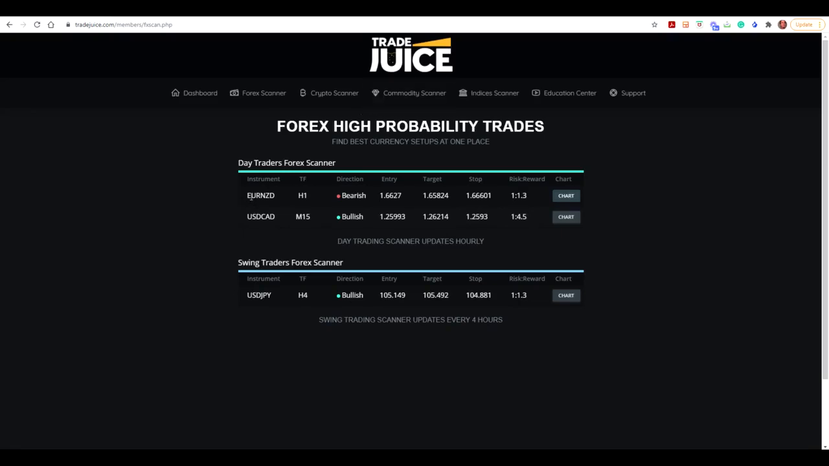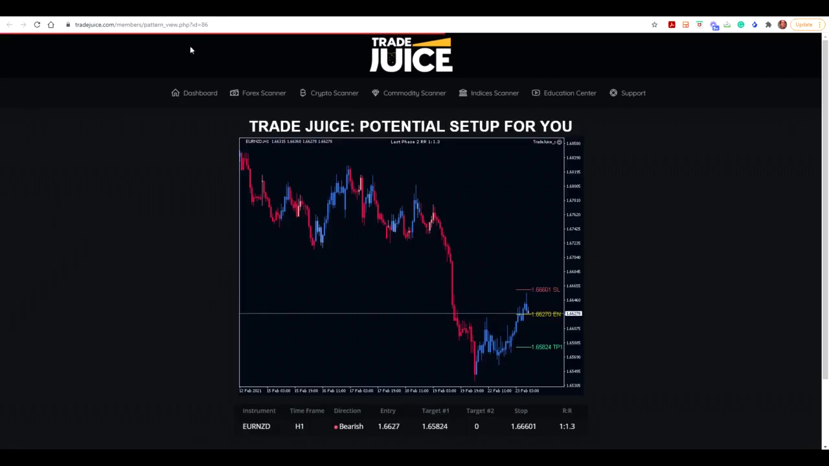I see that there is a setup occurring right now on the New Zealand dollar, 1 hour, bearish. I've got my entry, target, stop, and my risk to reward set. And if I had to check the trade, I can see where to enter, where to set my stop, and where to set my take profit target. So I'm about to enter that now.